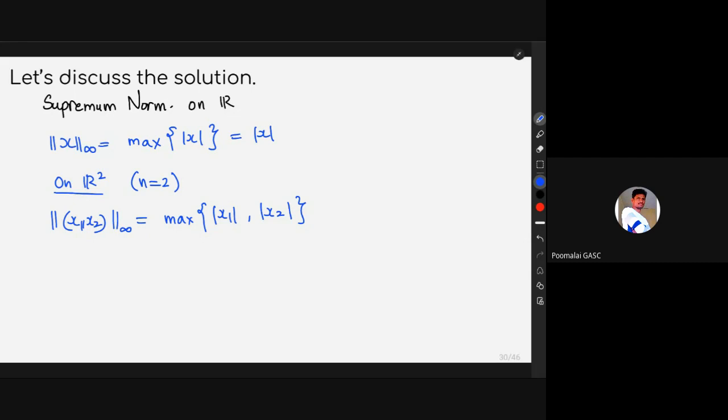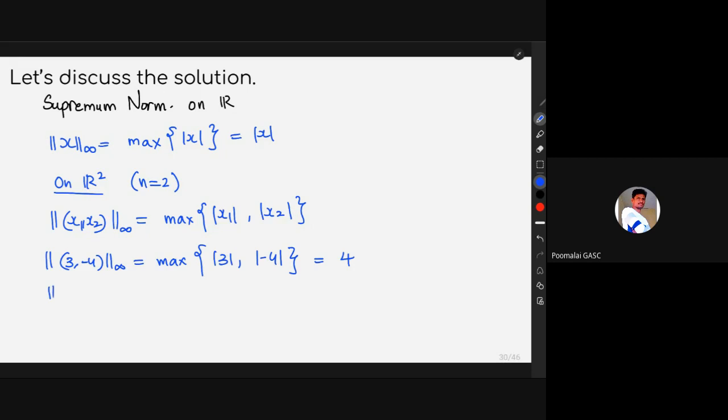So for example, if I take the vector 3 comma minus 4, what will be its length, or what will be the norm of this vector? It will be the maximum of the modulus of 3 and the modulus of minus 4, which is 4. What is the maximum? The maximum is 4. So its length will be 4.